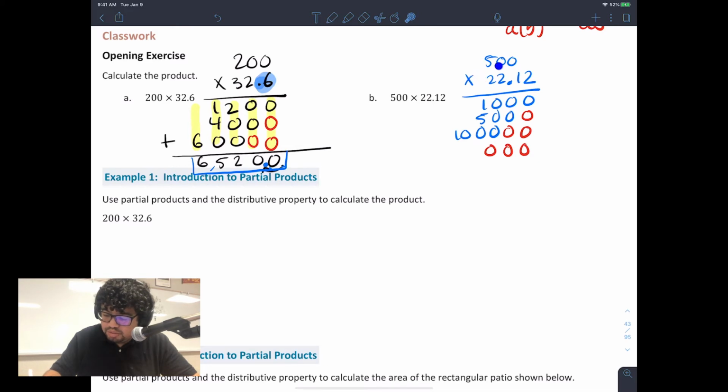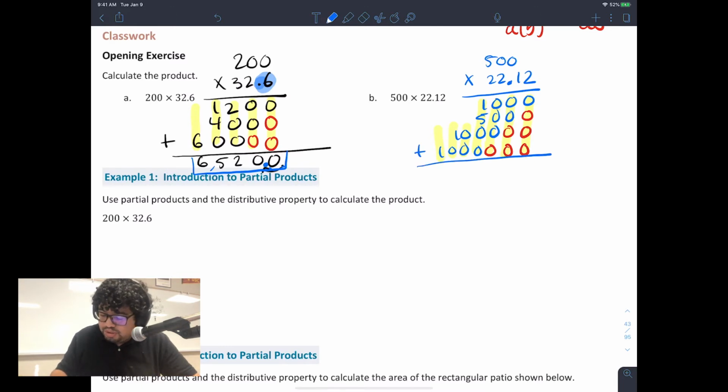2 times 0, 2 times 0, 2 times 5. So once again, 2 times 0 is 0, 2 times 0 is 0, and then 2 times 5 is 10. Once again, you guys, here, it's really, really important that we line up the numbers. Line them up, line them up.